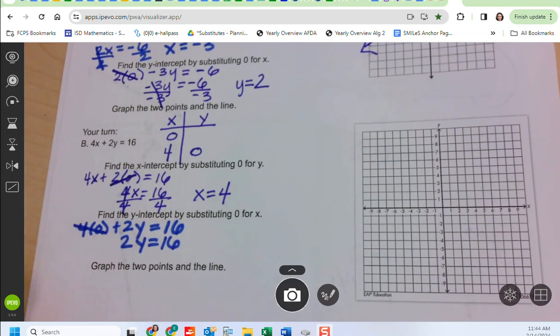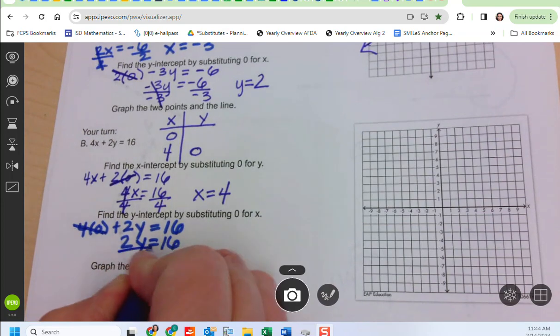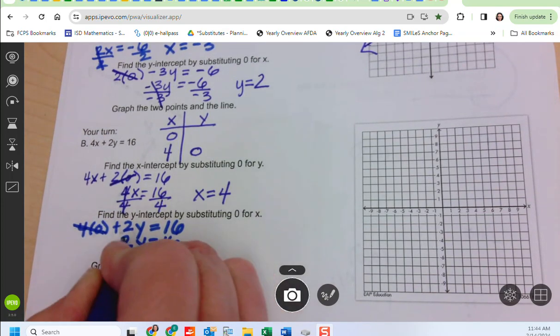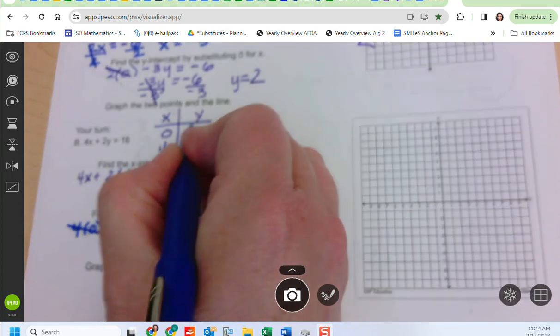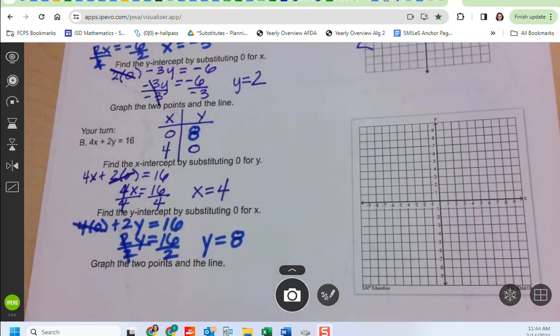And what did you get when you divided both sides by 2? Anybody else get 8? Okay, good. So y equals 8, and you can put that up here too. Excellent work.